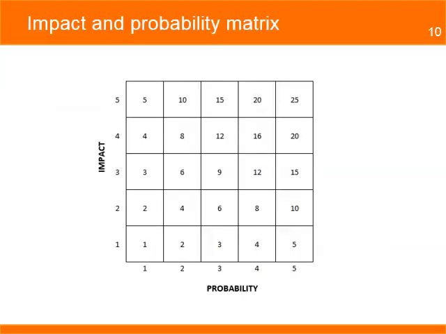A simple matrix is useful to rank each risk on different levels of probability and impact. In this example, a 5x5 matrix is used. The team, based on their experience and information, will rank each risk with a probability and impact. For example, a risk with impact 4 and a probability 5 will have a value of 20 in the matrix.